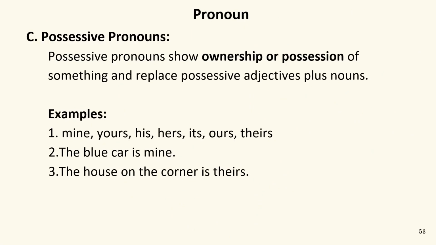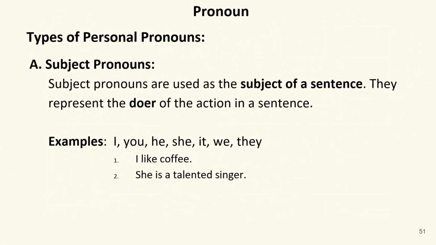Well, now we'll learn about some types of personal pronoun. First, we have subject pronouns. Subject pronouns are used as the subject of a sentence. They represent the doer of the action in a sentence or the person whom we are talking about, like I, you, he, she, it, they, we. This is called the nominative case. It means whenever we write a pronoun in the place of a subject, it should be written in the nominative case.